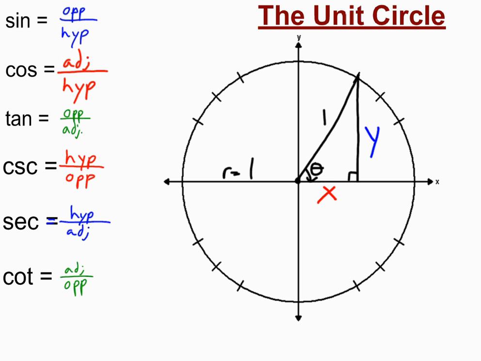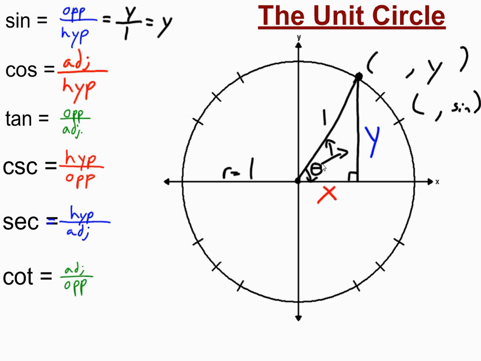So the reason we like the unit circle is because our hypotenuse is always 1. Notice when we start looking at these trig functions, if I look at the opposite of my theta over my hypotenuse, I get y over 1, which is just y. So our sine is our y coordinate for any point on our unit circle. So our y coordinate will always relate to sine.